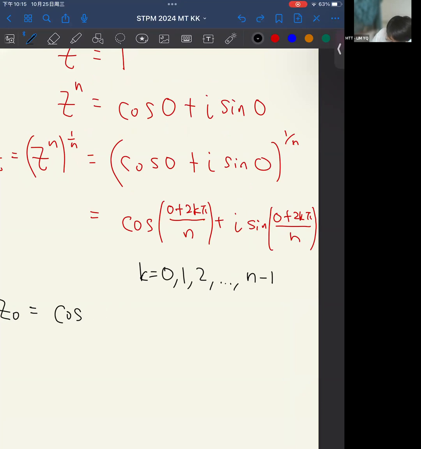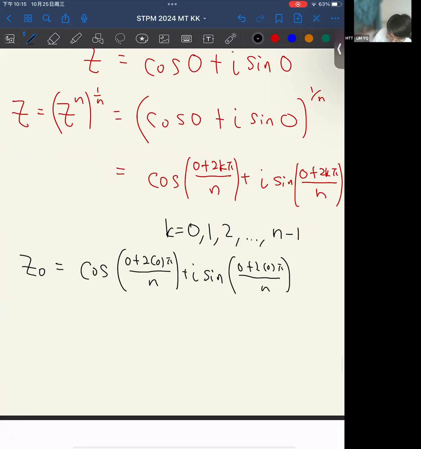Okay, I will give you the longer one. cos of 0 plus 2 times 0 pi over n plus i sine of 0 plus 2 times 0 pi over n. You want to give the cis notation also can, but here I didn't use it. cos 0 plus i sine 0, which is equal to 1. So this is your first root. Okay, no matter what n is, you still have 1 as one of your roots.